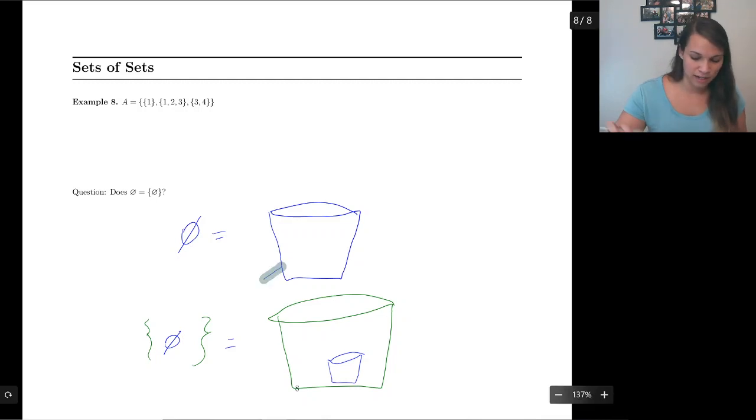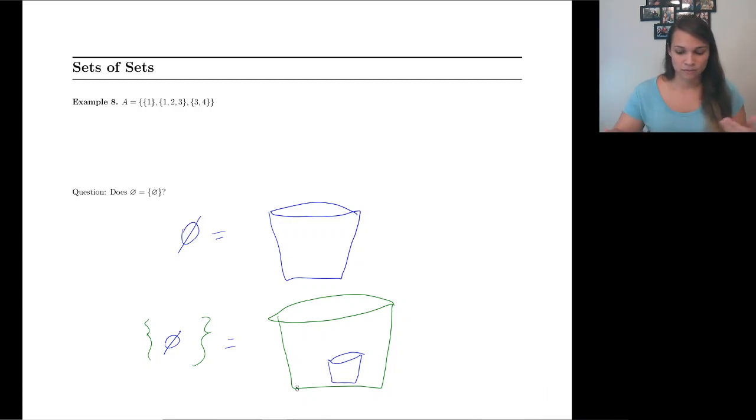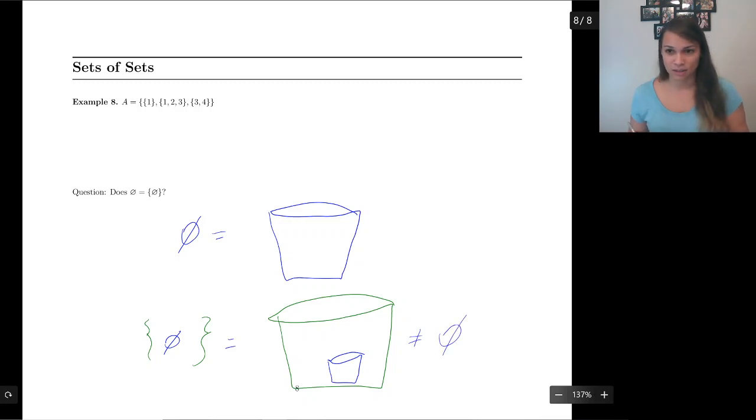Is the green trash can empty? No, the green trash can isn't empty. It has a trash can inside of it. The trash can inside, the blue trash can, that guy's empty, but the green trash can would not be empty. So the set containing the empty set is not the same thing as just the empty set itself.